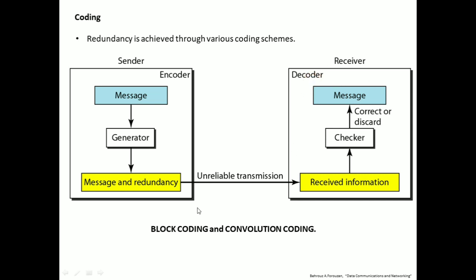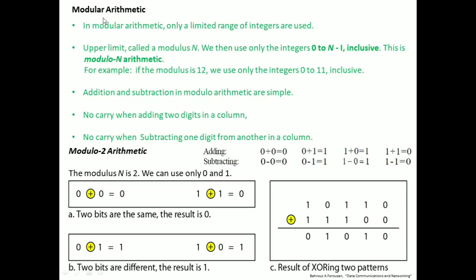So now we have two different types of techniques. The first one is block coding techniques and the second one is convolution coding techniques. So the next important basic we have to learn is modular arithmetic.